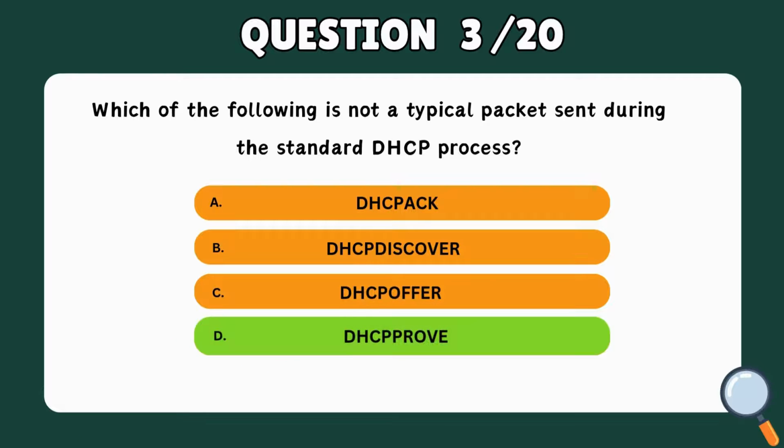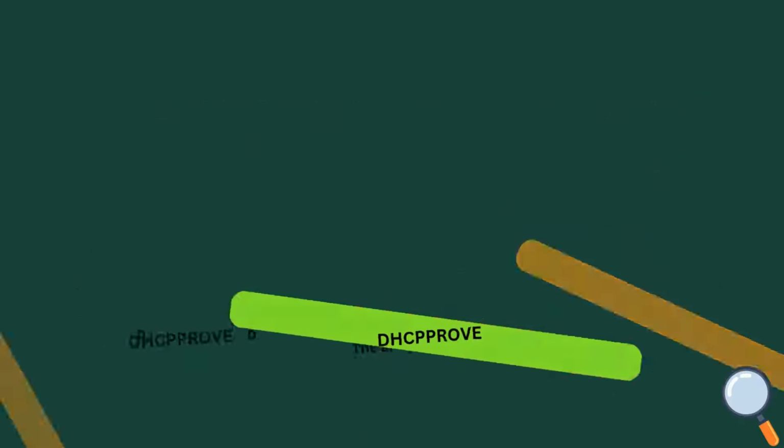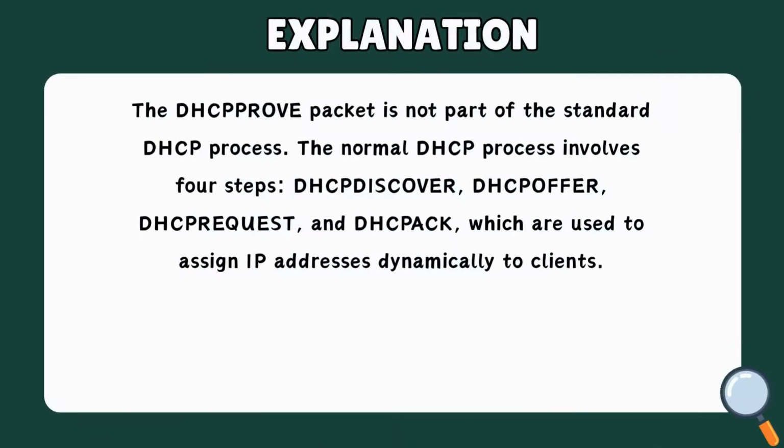Correct answer: D. DHCP Probe. The DHCP Probe packet is not part of the standard DHCP process. The normal DHCP process involves 4 steps: DHCP Discover, DHCP Offer, DHCP Request, and DHCP ACK, which are used to assign IP addresses dynamically to clients.